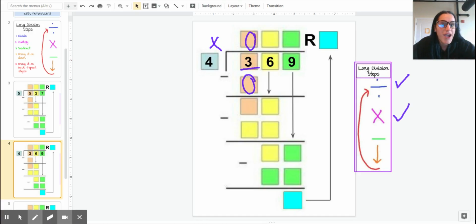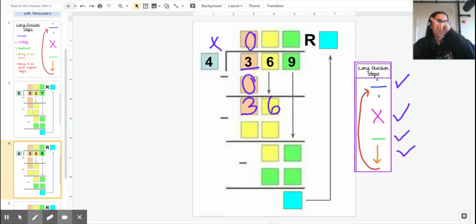Next up, we're going to subtract. 3 minus 0, well, that just gives me 3. I'm going to check off that, yes, we have subtracted. My next step is to bring it on down. So you bring the next digit down, which is a 6. So I'm going to bring my 6 right here to turn my dividend into 36. And I'm going to check off that we've brought it down.